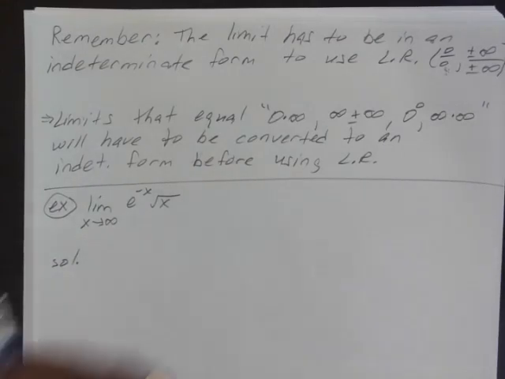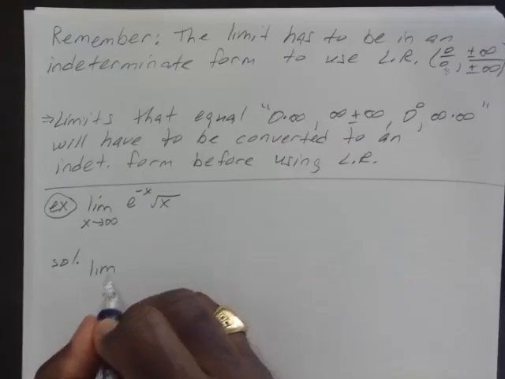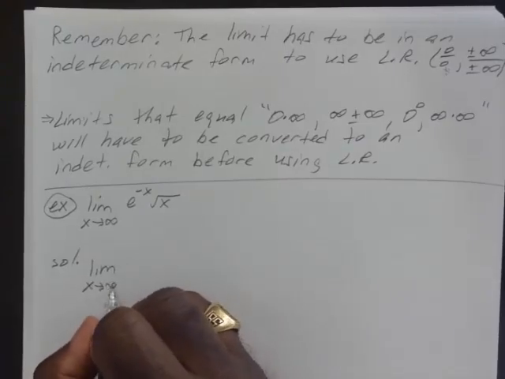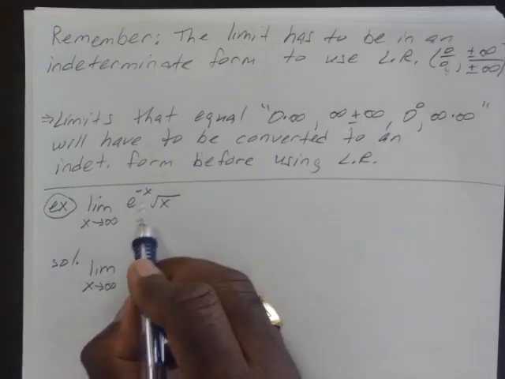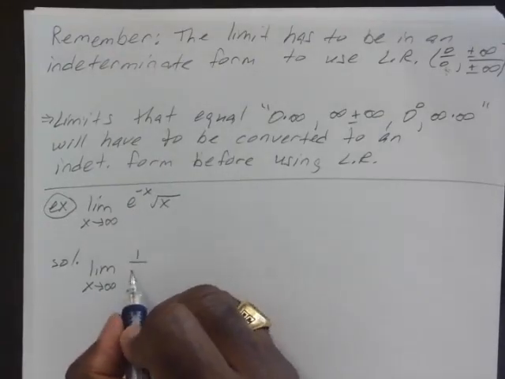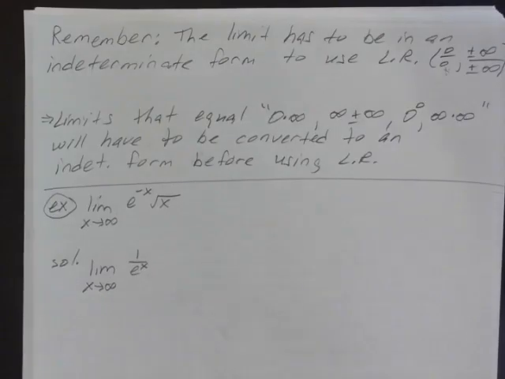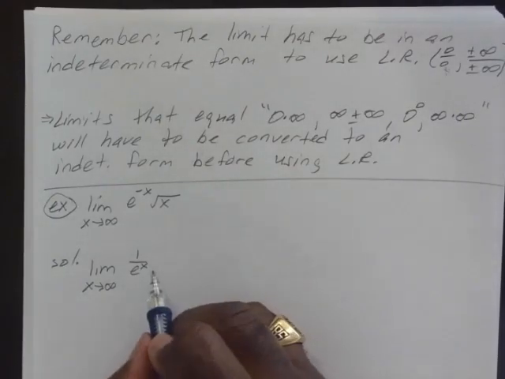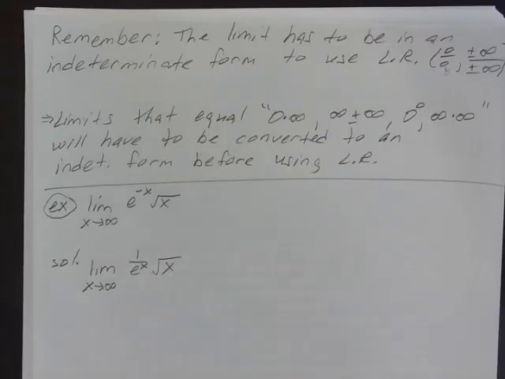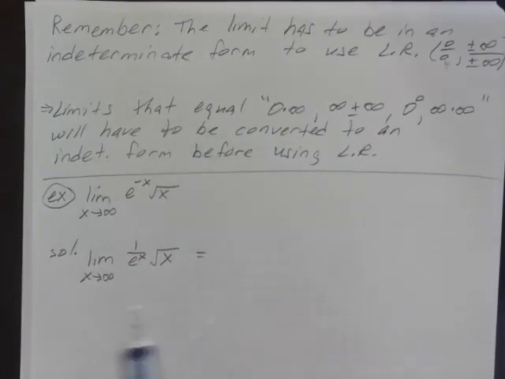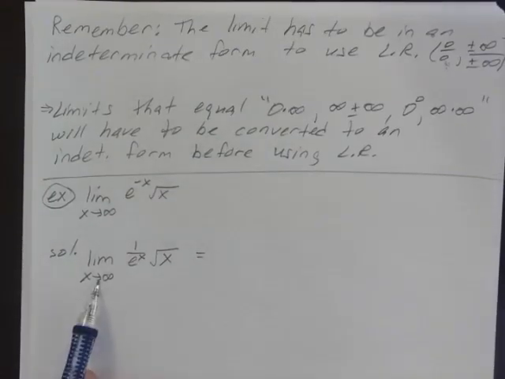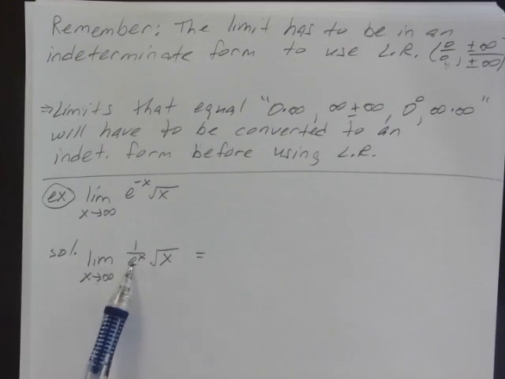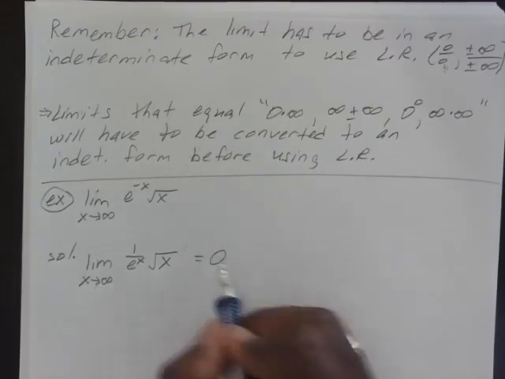Okay. So we could rewrite this as the limit as x approaches infinity. Instead of e to the power of negative x, we can write that as 1 over e to the power of x times the square root of x. Well, if we take the limit of a constant divided by a number getting bigger and bigger, that limit is just going to be 0.